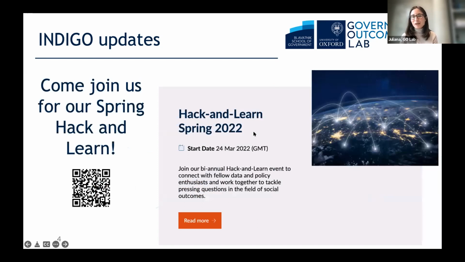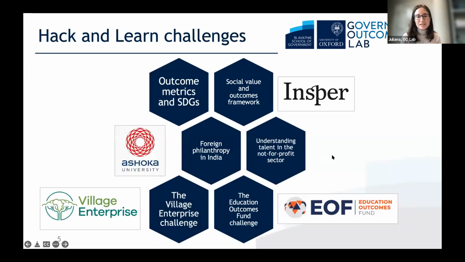And we are also delighted that we are preparing another Hack and Learn event. Next slide. This time we have really exciting challenges. So together with INSPIRE, we are going to run challenges about outcome metrics and SDGs, and some other challenges about social value and outcomes frameworks across different countries. Our friends from Ashoka are going to be leading challenges about foreign philanthropy in India, and a different one about understanding talent in the not-for-profit sector. And together with Village Enterprise and the Education Outcomes Fund, we're going to be having a different set of challenges. And these organizations are going to be sharing with us data and their real world challenges so we can address them all together. So we have 6 very exciting challenges to propose, and we invite you all to be a part of this and come work with us in these 2 weeks of Hack and Learn.